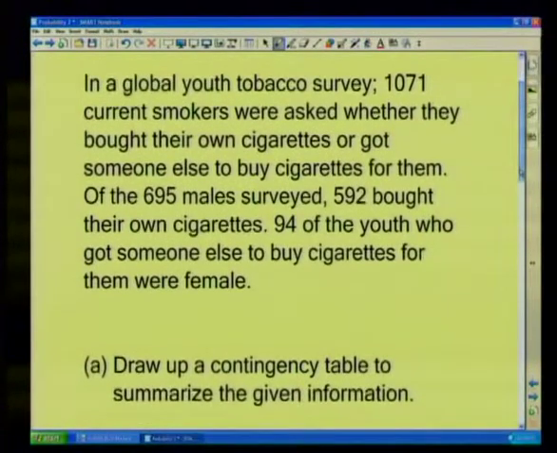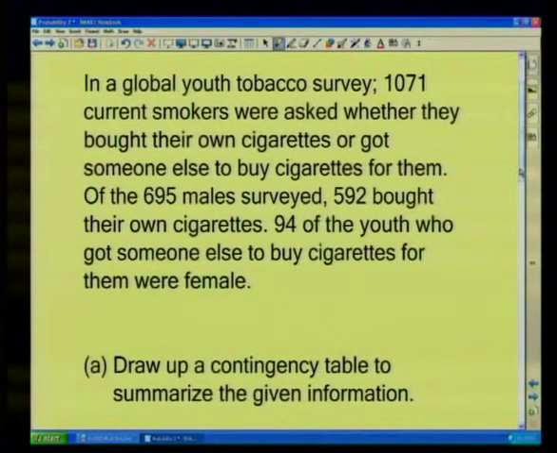Right, this is another contingency table. Again, lots of information you need to read carefully. In a global youth tobacco survey, 1,071 current smokers are asked whether they bought their own cigarettes or got somebody else to buy cigarettes for them. Of the 695 males surveyed, 592 bought their own cigarettes. 94 of the youth who got someone else to buy their cigarettes were female.